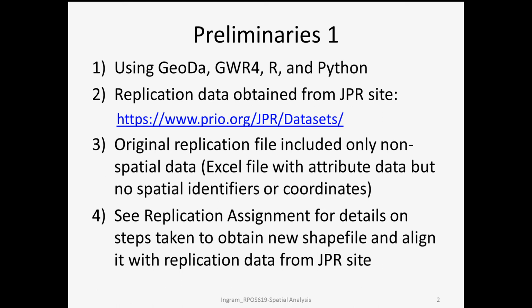All of the replication data was obtained from the replication data sets on the JPR website. I encourage you to look at that to find some other data if you're interested. Also, the original replication file included only the non-spatial data, an Excel file with the attribute data for each unit, but no spatial identifiers. So I had to obtain a new shapefile, and then restructure the shapefile, dissolving and deleting some units to make it align with the non-spatial replication data. All of that data was joined, and that's the replication file that we are now using.